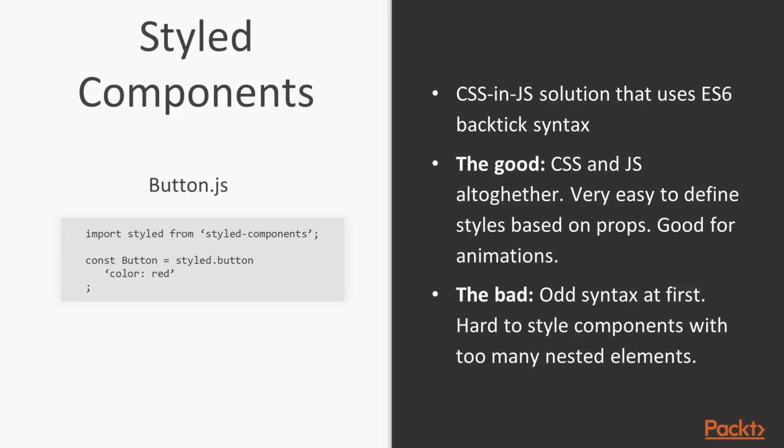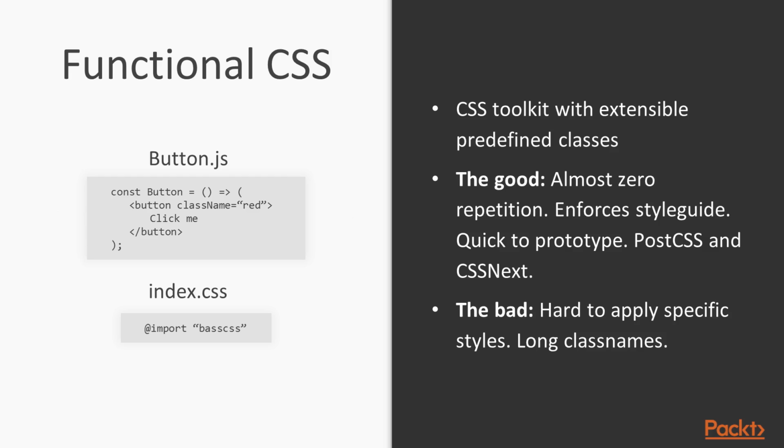You get used to it, but if you're just beginning using React, you will find this way of calling functions quite strange. Also, it's quite hard to style components with too many nested elements. I mean, for the button we are seeing on the left, it's quite easy, right? I'm just defining a new button that has a color red. But if that button has a span or any other possible children, it's not that easy to define styles to that element.